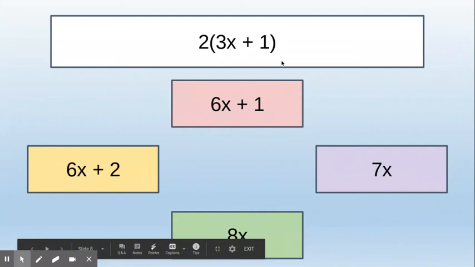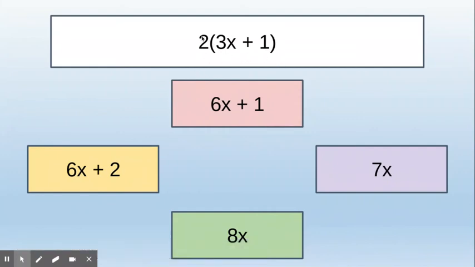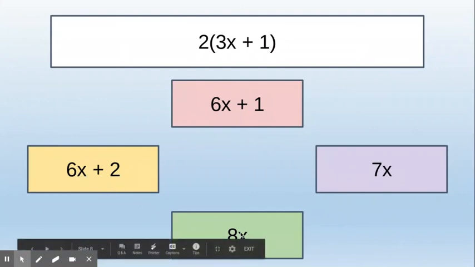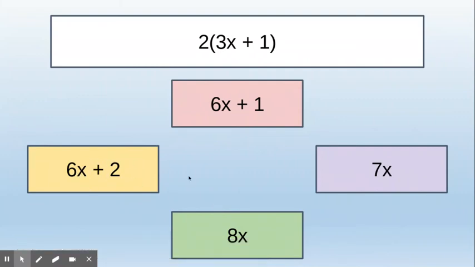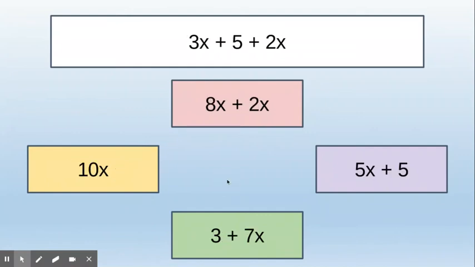Remember, this right here means you are multiplying the 2 to everything inside the parentheses. So that would give you a 6x and plus 2. After that, there's nothing else you can do. You cannot add these together because they're not like terms. That means they don't have the same variable, so they have to stay separated. So if you said 8x, that's why we can't do that: we can't add those two things together if one has a letter and the other one doesn't. We'll keep going. 3, 2, 1.